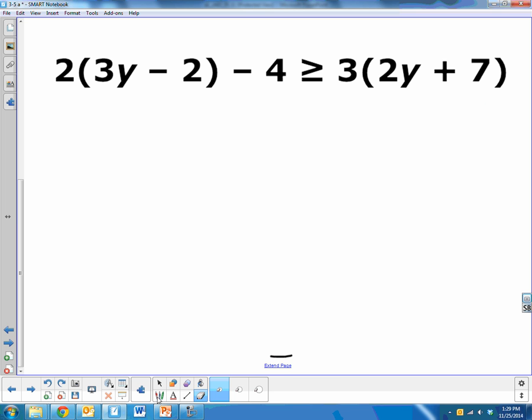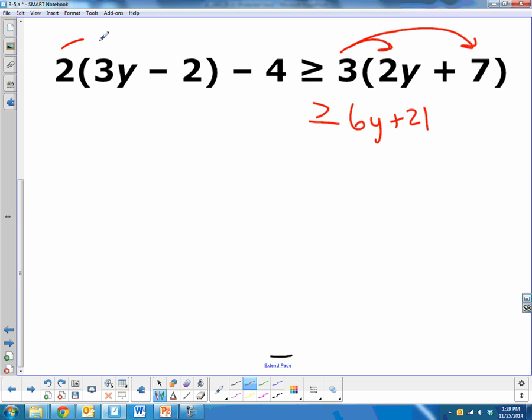And so if I distribute through the parentheses, I'm going to do 3 times 2, 3 times 7. I'm going to get 6y plus 21. And if I do the same thing over here, I'm going to distribute first. I get 6y minus 4 minus 4. Here we still have this minus 4 here, so that's still inside the problem. Now we can combine some like terms.